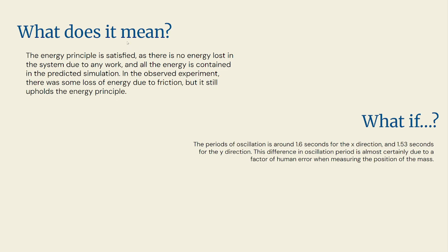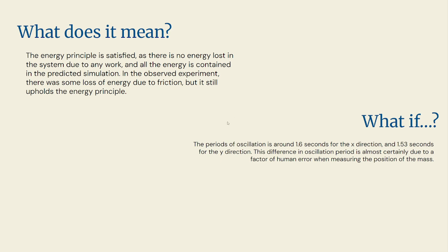So first, what does it mean? The energy principle is satisfied as long as there is no energy lost in the system due to any work, and all the energy is contained in the predicted simulation. In the observed experiment, however, there was some loss of energy due to friction, such as air friction, but it still upholds the overall energy principle, that no energy was lost in total.